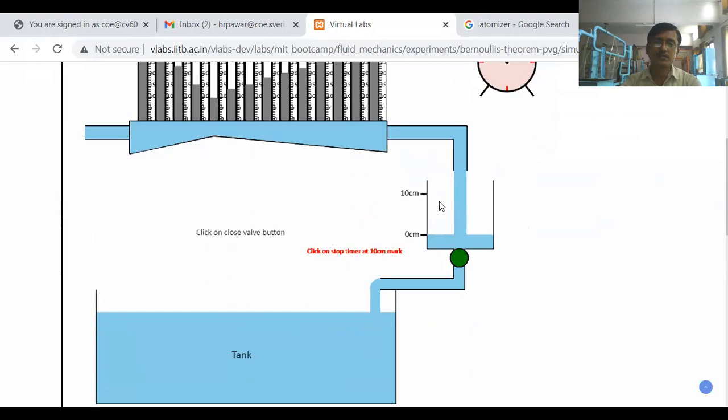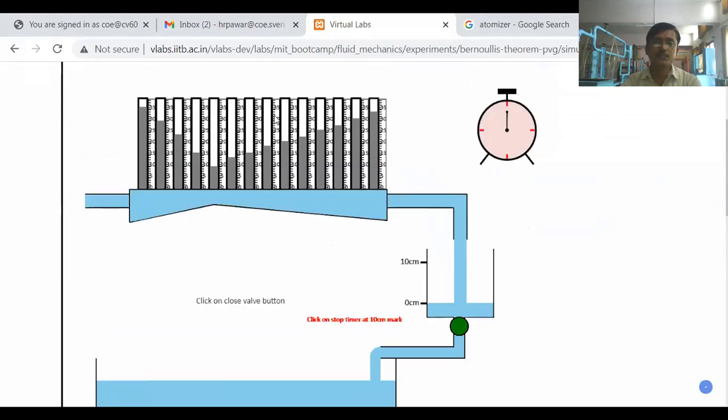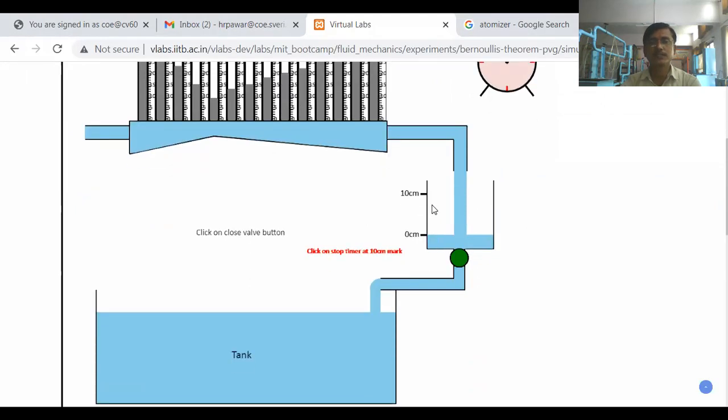Now here we want to measure the discharge. On this piezometric tube, the software has already measured the different values of pressure head. Now we want to find out what is the velocity head at each section. प्रत्येक सेक्शनचा velocity head आपल्याला काढायचं आहे. त्यासाठी आपल्याला discharge काढावं लागेल, right?